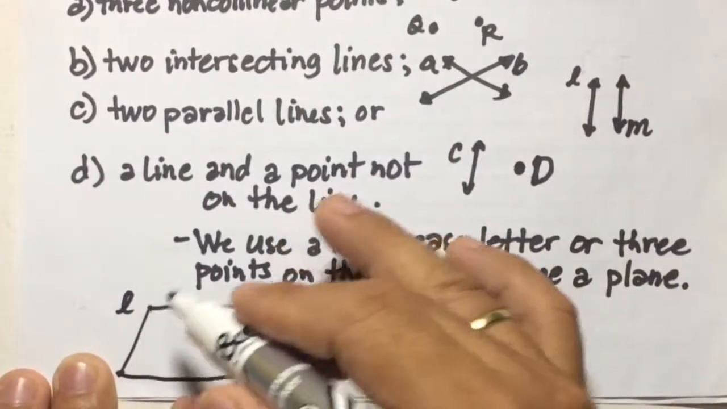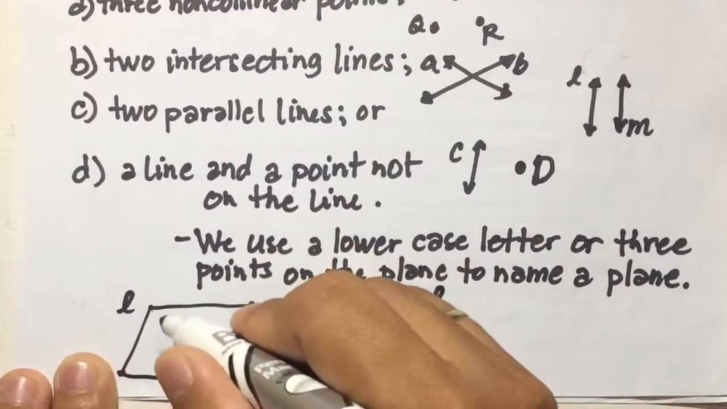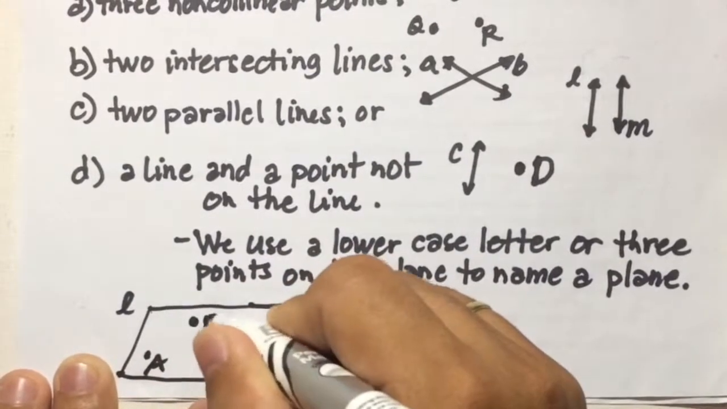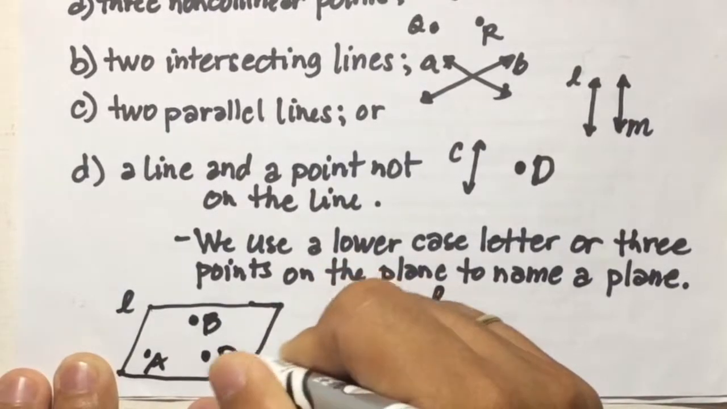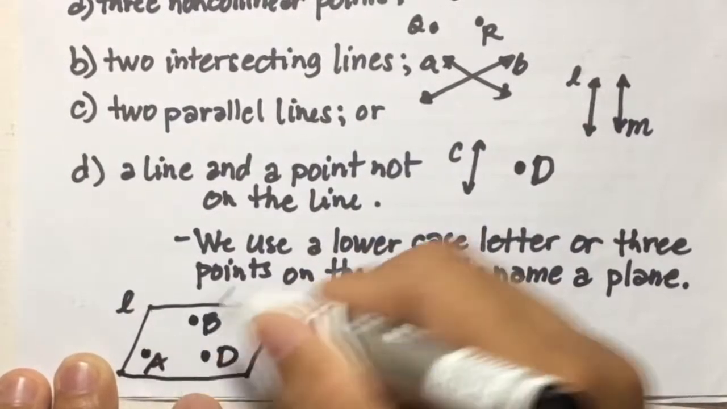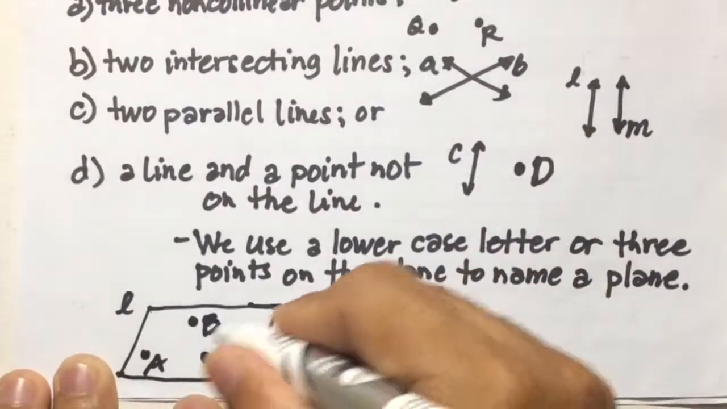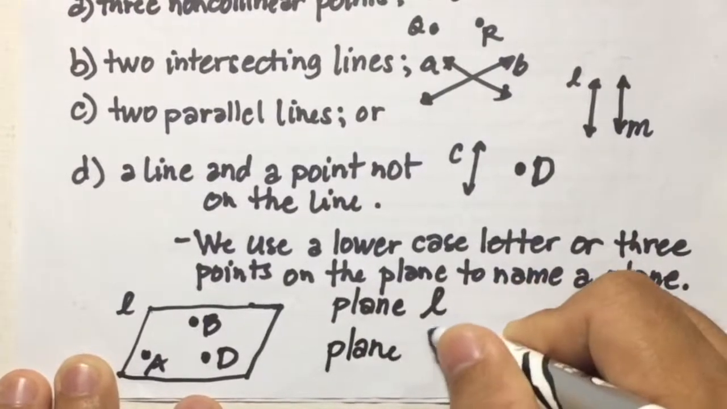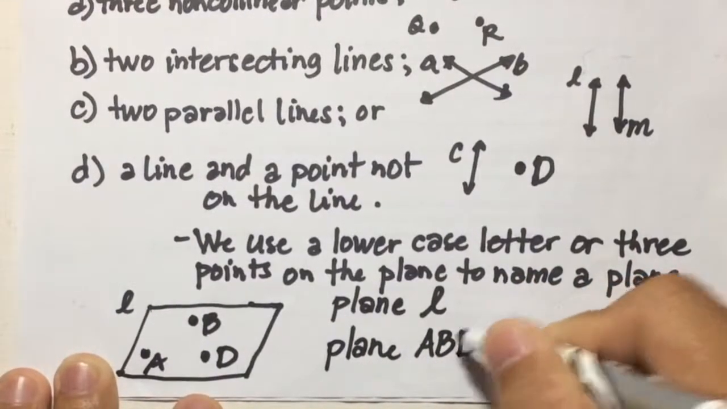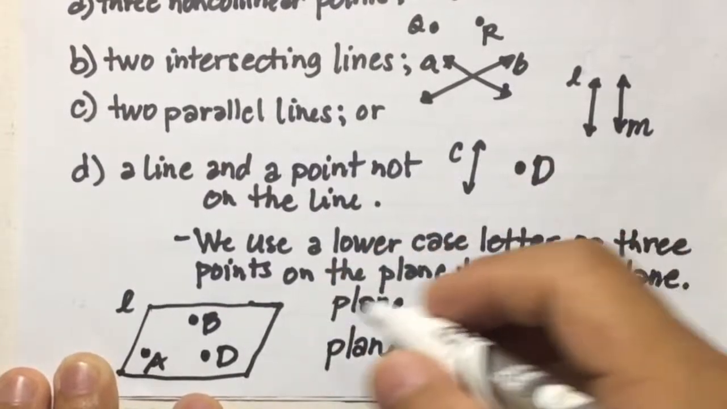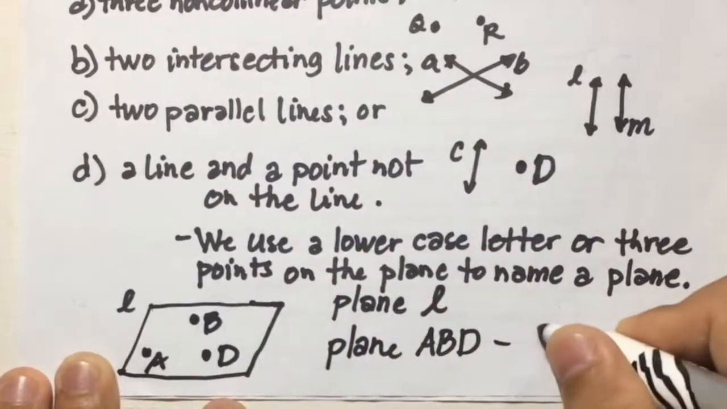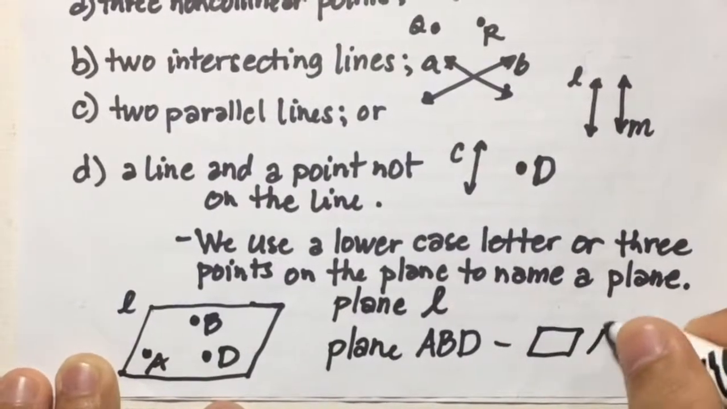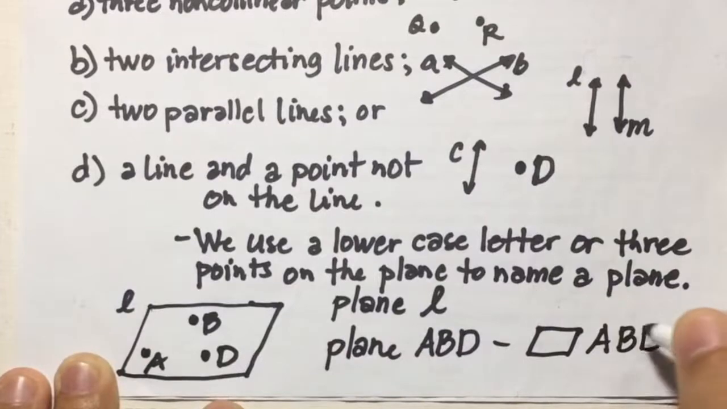Or if there are points on the plane, for example, let's have here point A, and point B, point D. So we can also name this one using these 3 letters here. So we can also name plane L as plane ABD. Or in symbols, we can also write this one as a rectangle or a parallelogram, then write the letters A, B, D.